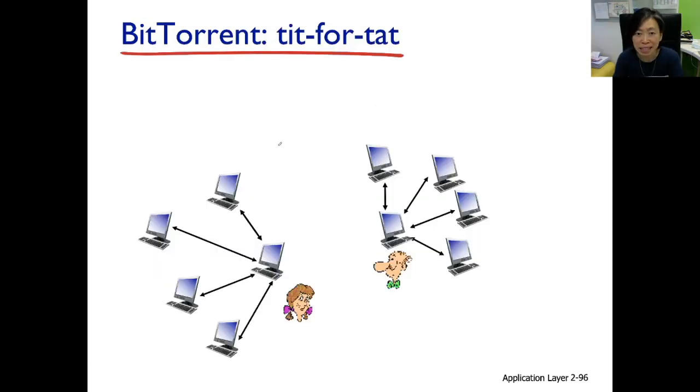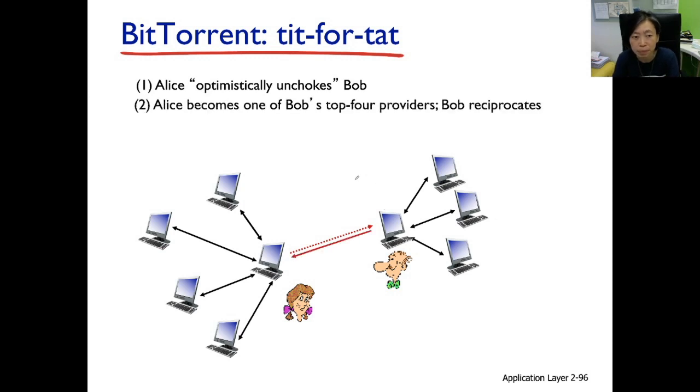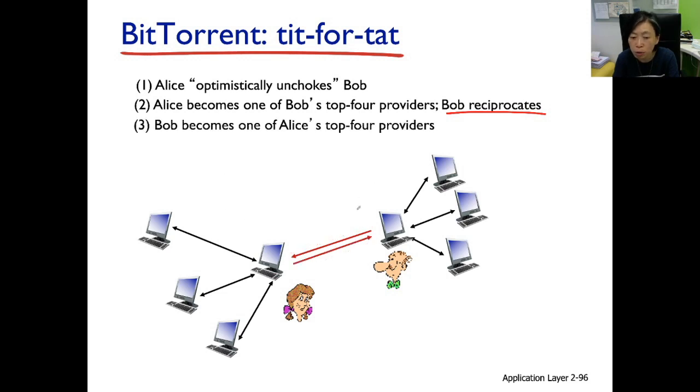And let me animate tit-for-tat here. So Alice here optimistically unchokes Bob. Bob could be a newcomer into the network. Alice might randomly discover that there's this guy Bob there. Alice begins to send chunks to Bob. And Bob says, wow, thank you for all the bandwidth, all the chunks, and begins to send, also at a high rate, back to Alice. So mutual appreciation at the end.